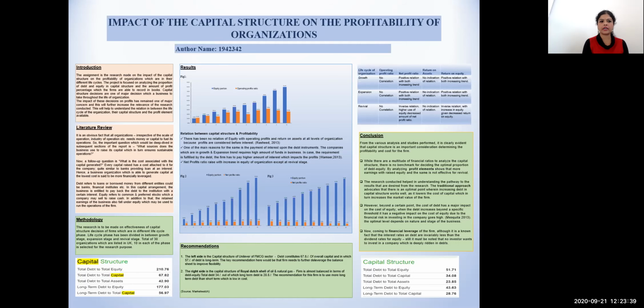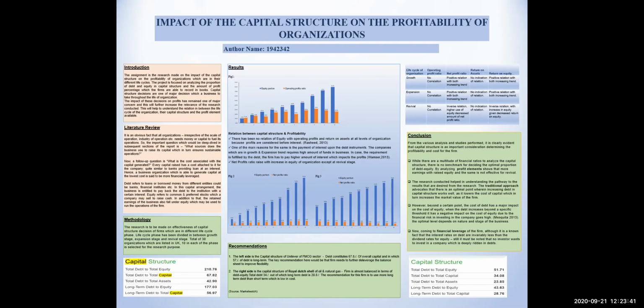So, when we consider figure 1, which shows equity proportion and operating profits, the basic chart shows the relation between them: when equity is raised, how the operating profits are going to be impacted.